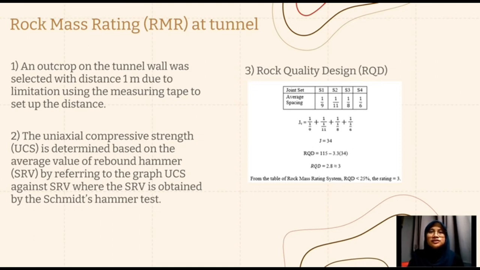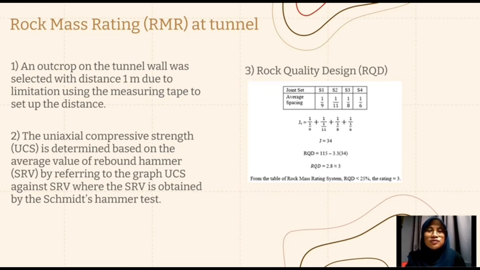Next, the uniaxial compressive strength, UCS, is determined based on the average value of rebound hammer SRV by referring to the graph of UCS against SRV, where the SRV is obtained by the Schmidt hammer test. From the result, the compressive strength is between 5 to 25 megapascal, so the rating is equal to 2.